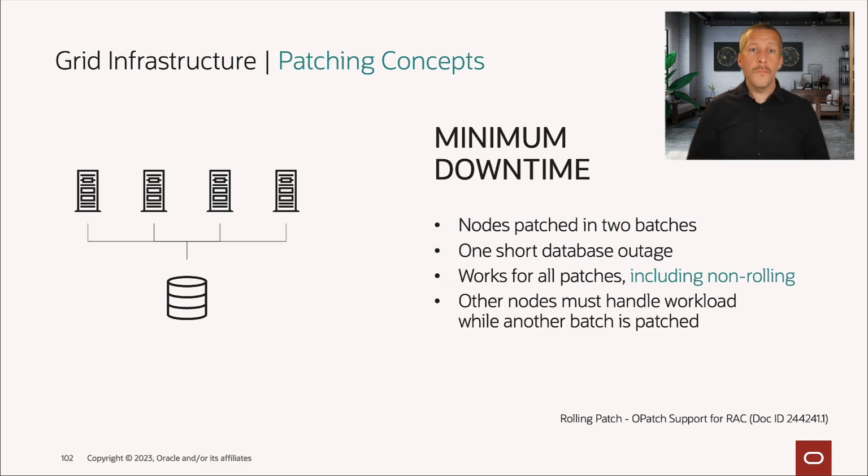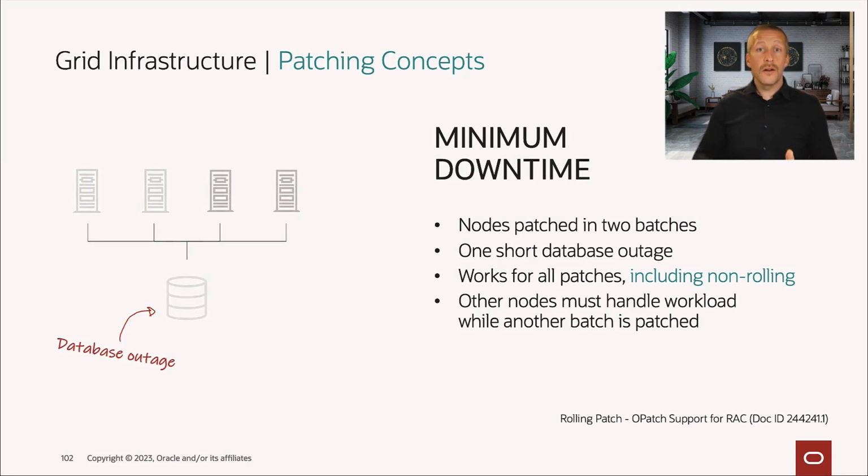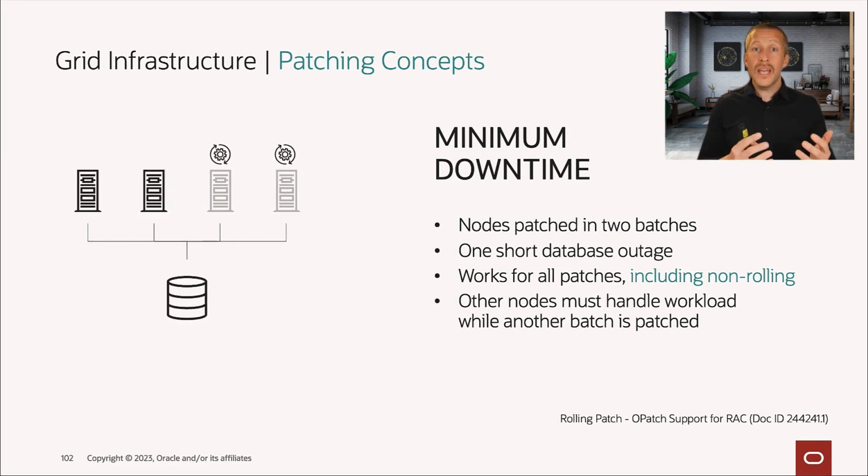Another method is what we call minimum downtime. In this concept, you divide all the nodes in your cluster in two groups. Then first you take down the first group and apply patches to those instances. Then you take down the second group. So now all your instances are down, you have a database outage. But at the same time, you restart the first group of instances. So as soon as the instances in the first group are up, then you can connect to the database as well. But in this method, there is an outage while we stop one GI stack and restart the next one.